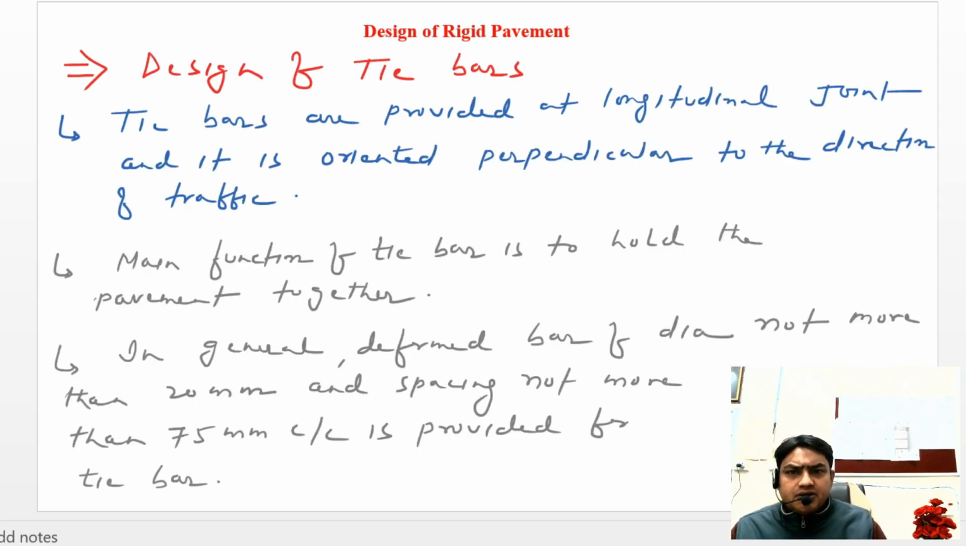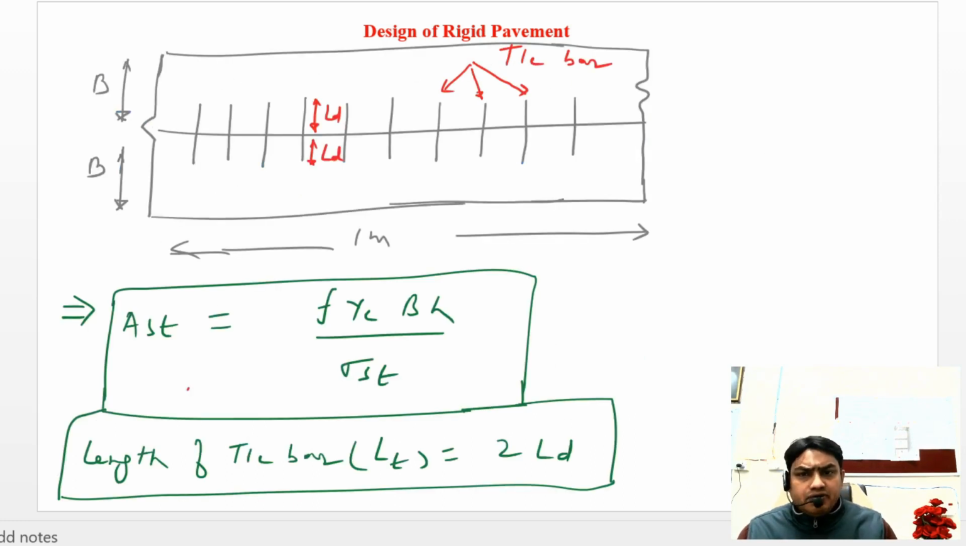Another topic is the design of tie bars. So what are tie bars? Tie bars are provided at longitudinal joints and are oriented perpendicular to the direction of traffic. The main function of a tie bar is to hold the pavement together. In general, a deformed bar of diameter not more than 20 mm and spacing not more than 75 mm center to center is provided for the tie bar. Here we can see that these are the tie bars, and this is called the development length.